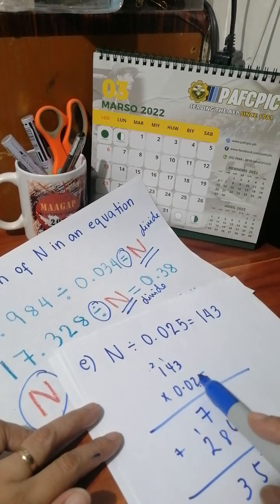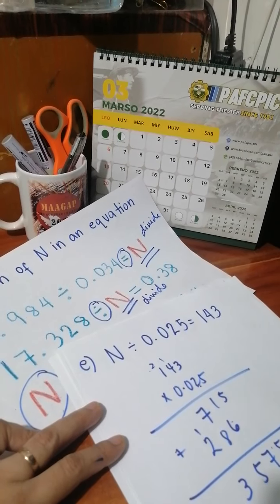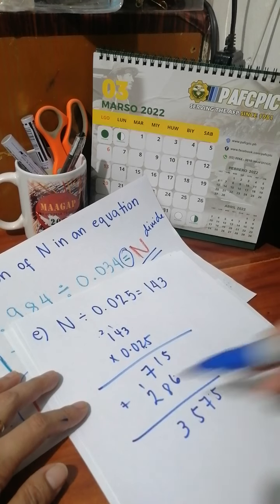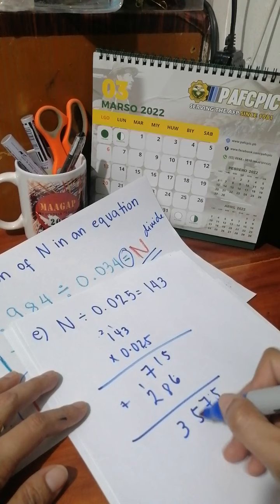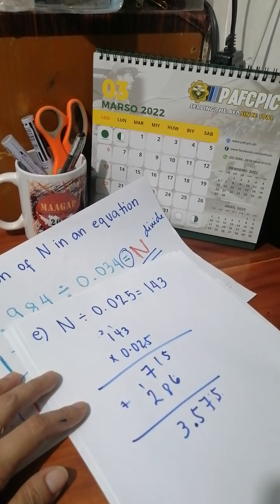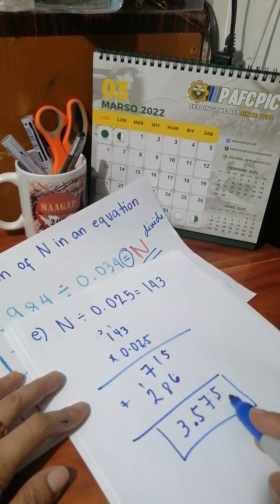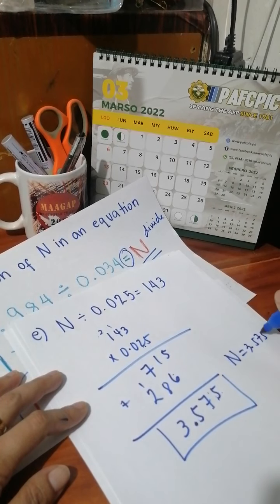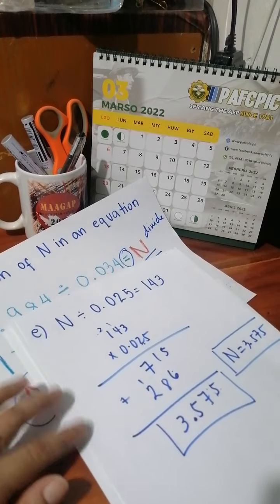So, ika-count lang natin na decimal is 1, 2, and 3. So, again, when we count decimal, we have to start from the right going left. Okay, so we have to count 1, 2, 3, and then we put the decimal point. Okay, so the answer will be 3.575. So, this will be the value of n. So, the value of n is 3.575.